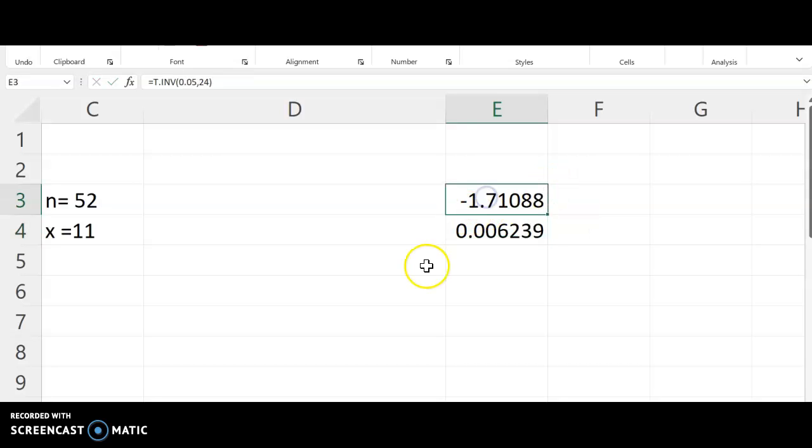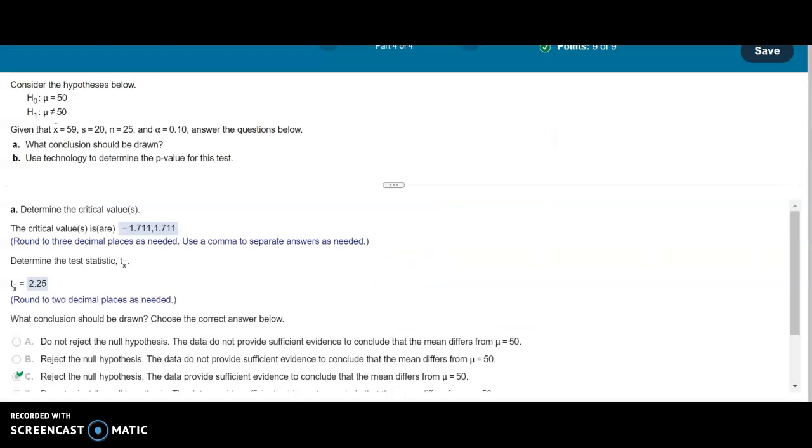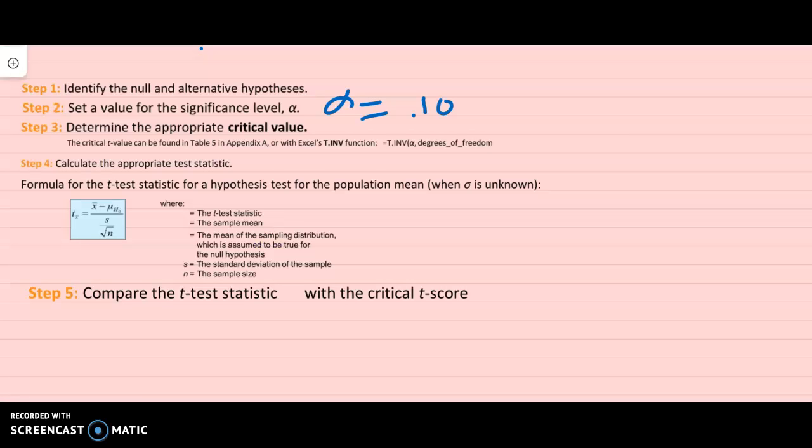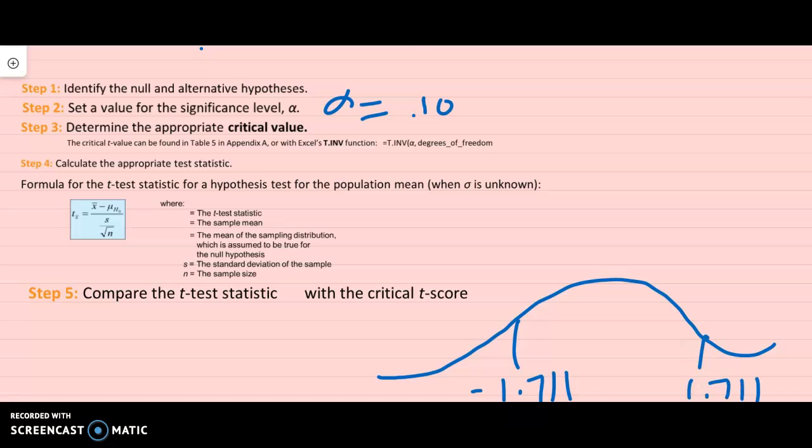So here is our critical value, negative 1.711 and positive 1.711. And so what I'm going to do is go ahead and draw our critical values, and I'm going to highlight the rejection areas. And now we can move on to calculate our test statistic.